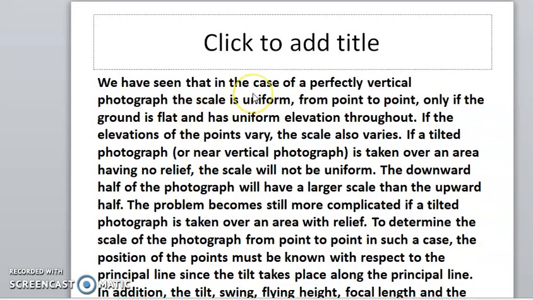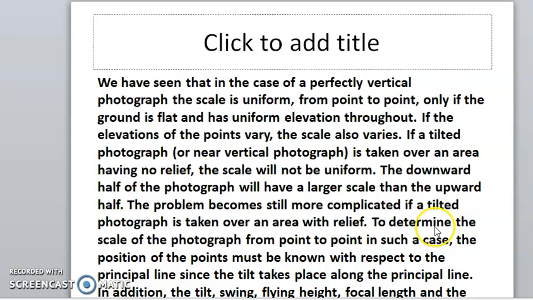We can see that in the case of a perfectly vertical photograph, the scale is uniform from point to point only if the ground is flat with uniform elevation throughout. If the elevation of the points varies, the scale also varies. If a tilted photograph is taken over an area having no relief, the scale will not be uniform. The downward half of the photograph will be at a larger scale than the upward half. The problem becomes still more complicated when the tilted photograph is taken over an area with relief.